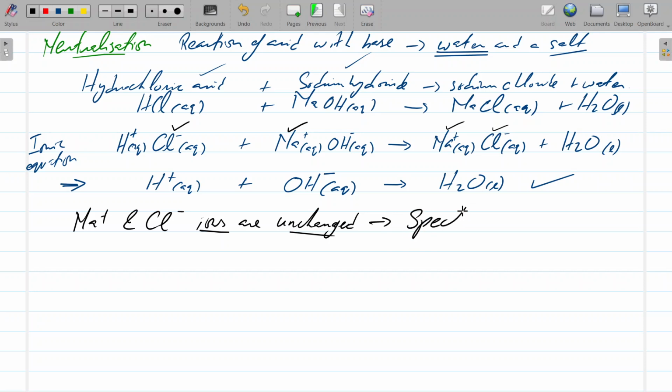And we know what spectators are, right? They're just there for the show. They just look at what's happening. So they're there for the show, and this is what we're actually interested in.